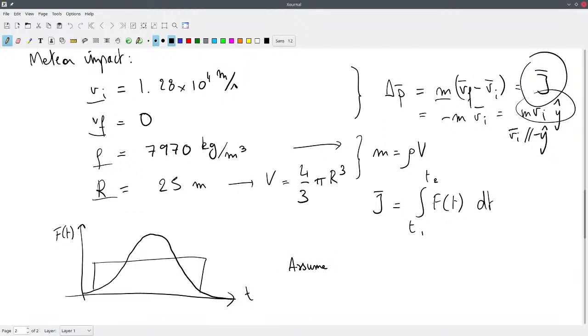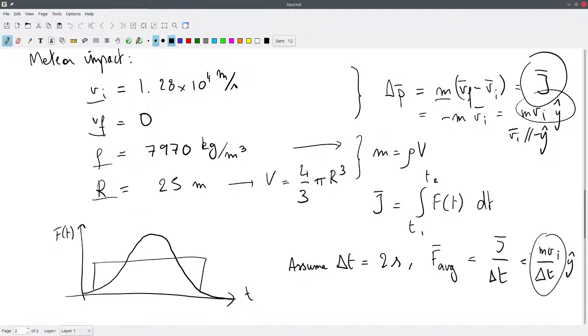let's assume delta t is 2 seconds, then our average force will be our impulse over delta t. So it will ultimately be m times vi over delta t in the y direction. So that's going to be the average force for a particular choice of time interval delta t.